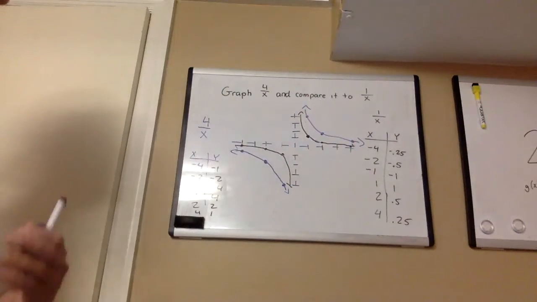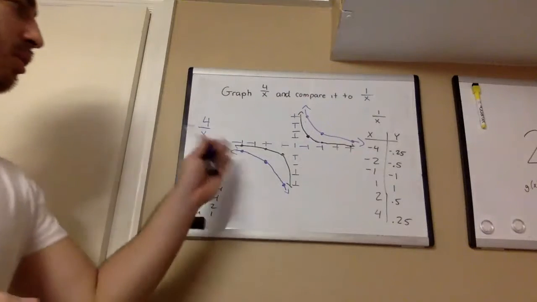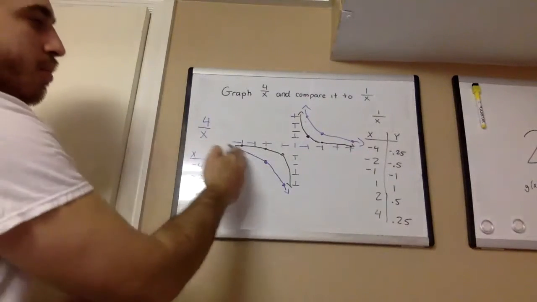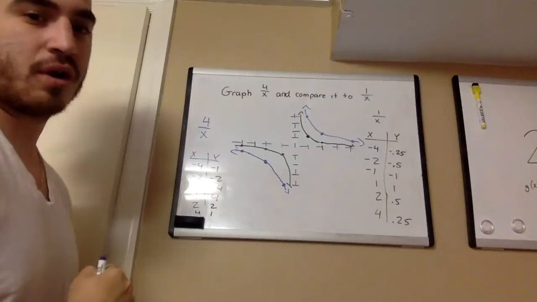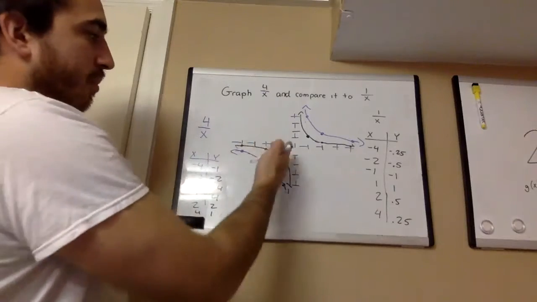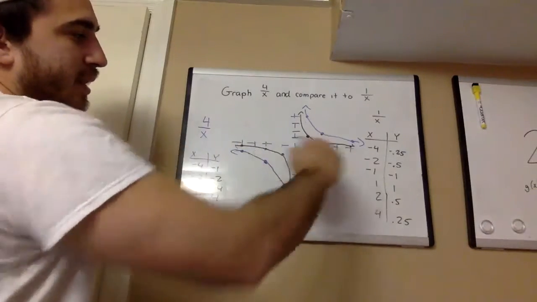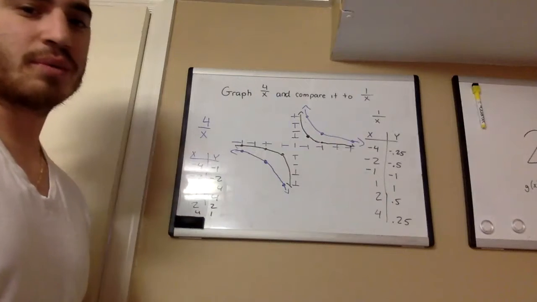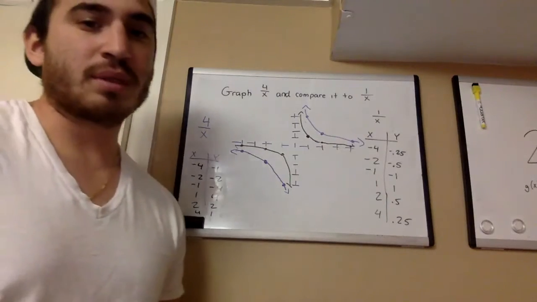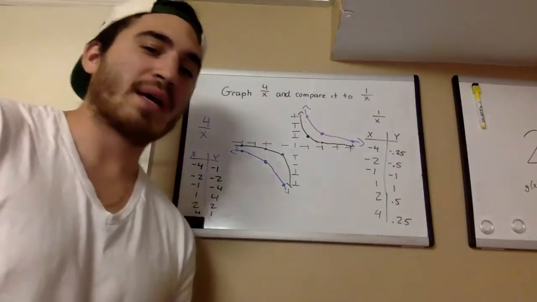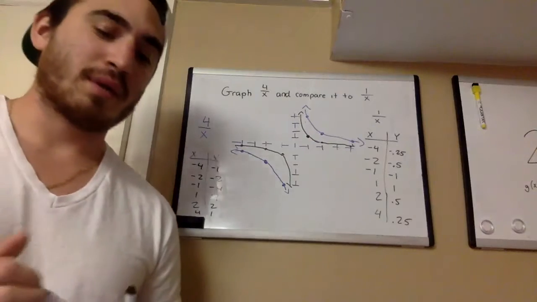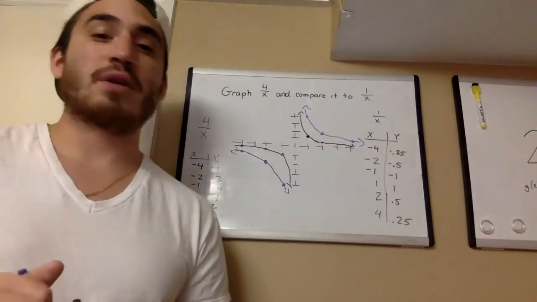Now if I compare the two, notice how the purple graph is further away than the black graph that I made. However, they both have the same exact asymptotes. So that's what you need to say: they have the same asymptotes, but 4 over x lies further away. So that's how you do the first one.